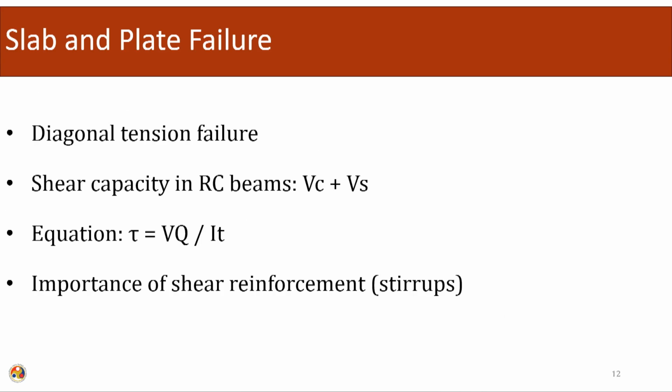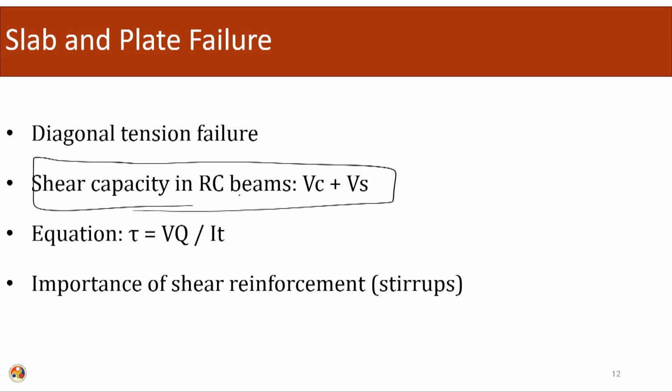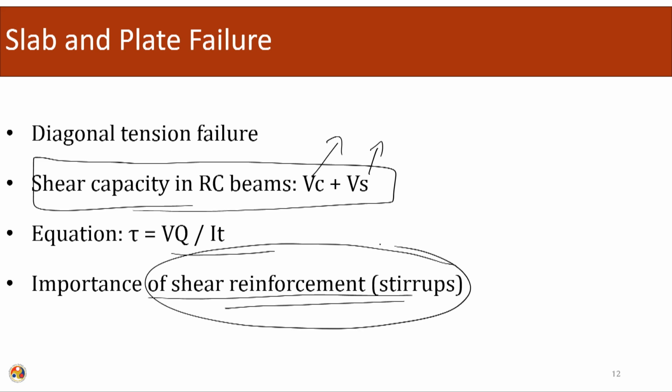In continuation to that, there might be the diagonal tension failure. The shear capacity, which is a contribution from the concrete part and the steel part, might be exceeded. So, we need to have the proper shear reinforcement. Due to the lack of shear reinforcement, the capacity might be breached and there might be a shear type of failure in the slab and plates.